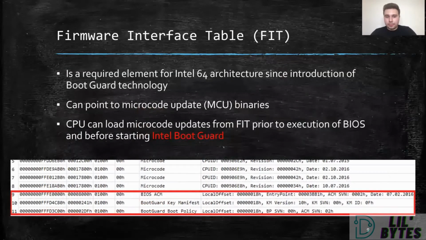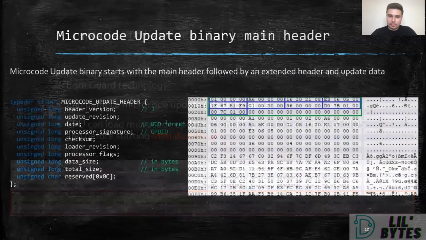What else do we know about FIT? Well, it became a required element for Intel architecture since the introduction of Intel BootGuard technology, because it contains entries pointing to BootGuard components, allowing the CPU to verify the integrity of the BIOS image before executing it. Also, like I said before, FIT is used to update the CPU microcode before running any firmware and before starting even Intel BootGuard.